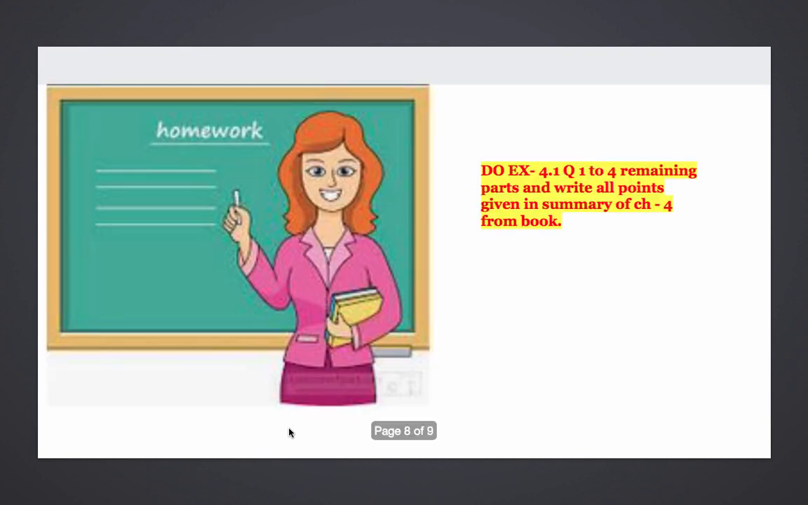Fine. So your homework is, students, to do exercise 4.1, question number 1 to 4 remaining parts, and write all the points given in the summary of chapter 4 from the book.